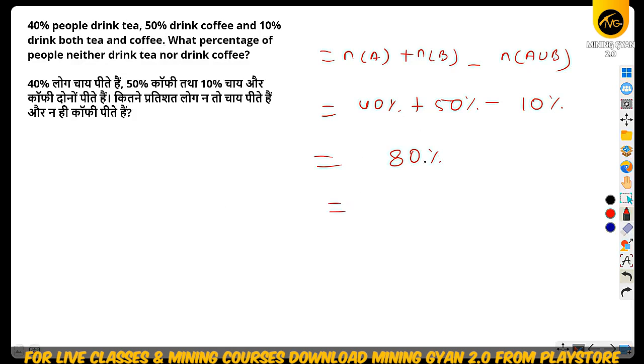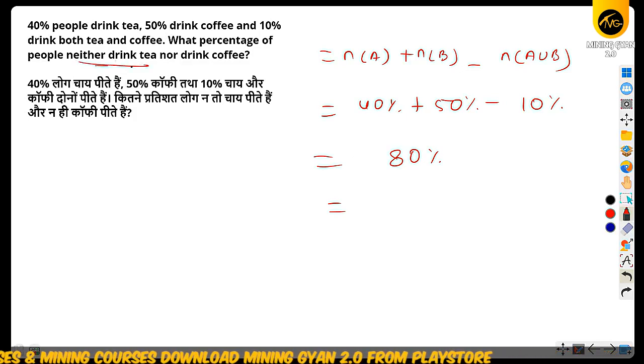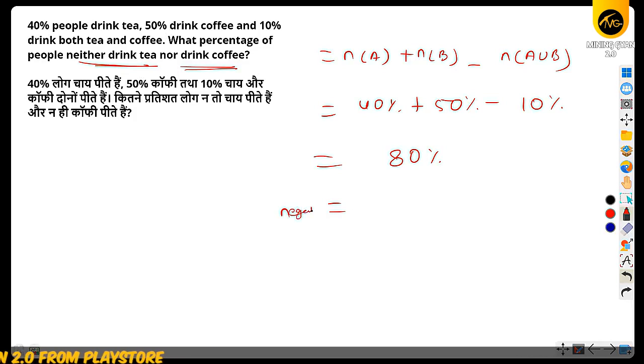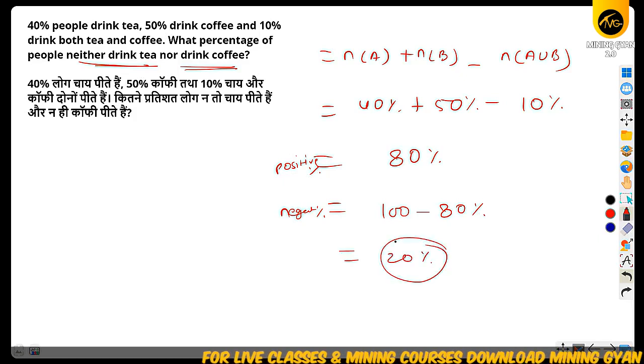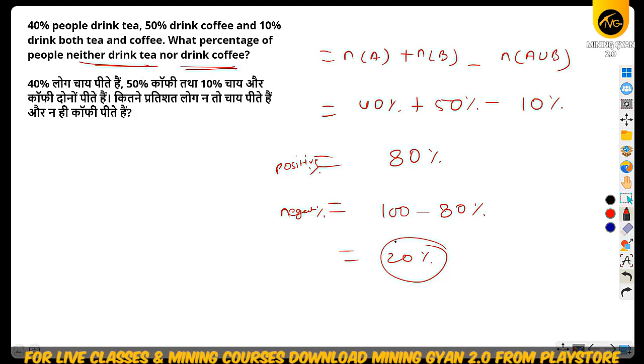So these are the people who drink either one of the two or both. Now what percent of people neither drink tea nor drink coffee? So the negative person, you can say, this is the positive person who drinks something. Now what is the negative person? 100 minus 80, that means 20%. So 20% are the people who neither drink tea nor drink coffee.